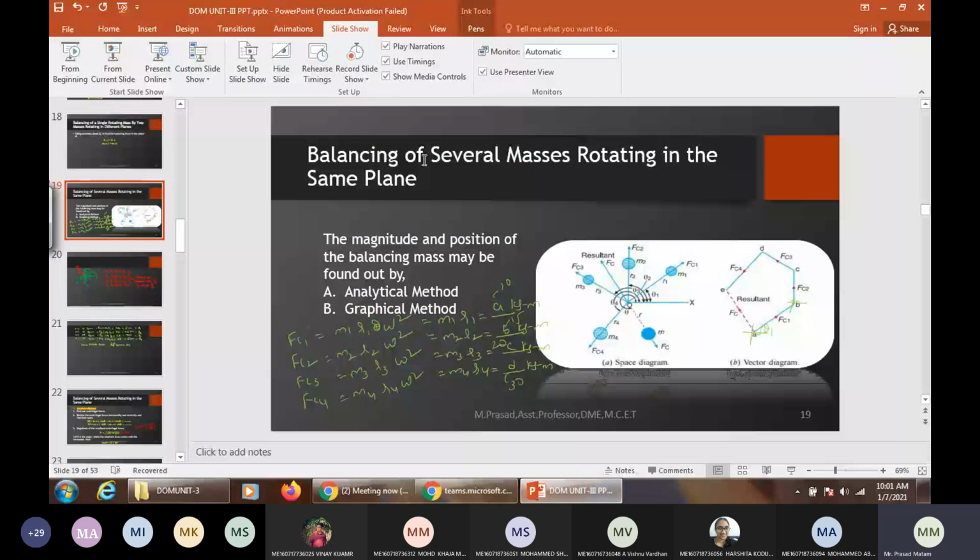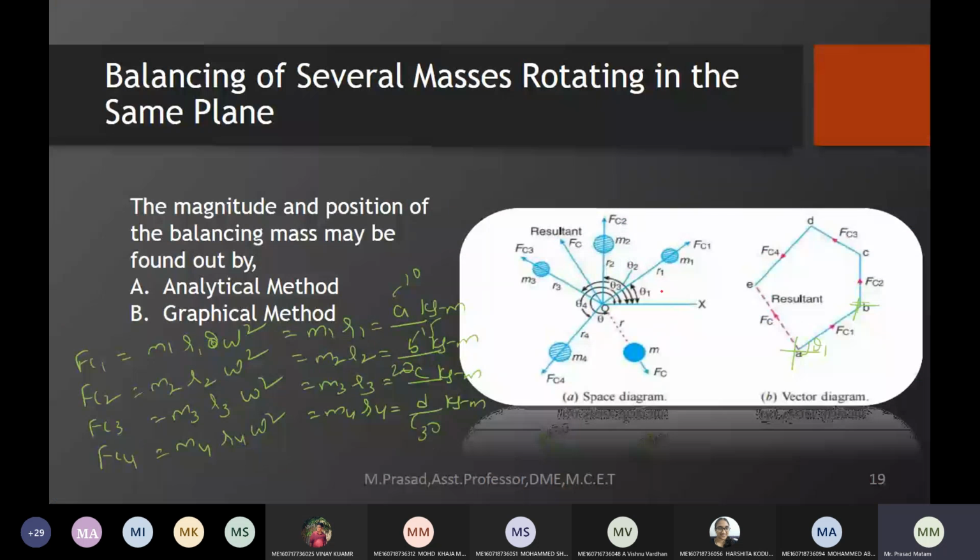Okay, let me start my slideshow. Now tell me, what angle is the centrifugal force Fc2 making? With this diagram, with respect to X, what is the angle made by the centrifugal force Fc2? Can anyone answer?